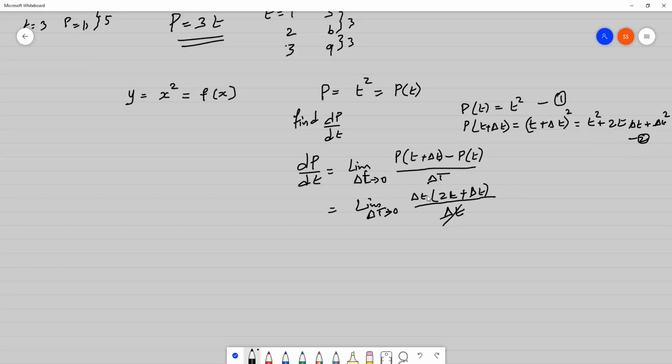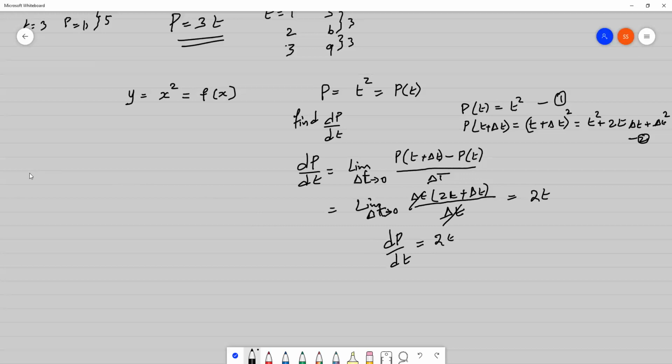Now this del t and del t get cancelled. So when I apply del t tends to 0 here, this is so small that you can neglect it and write this one. I have applied this limit, so I need not write the limit again. Now if del t is equal to 0, then this becomes 2t. So what is dp by dt here? dp by dt is 2t.